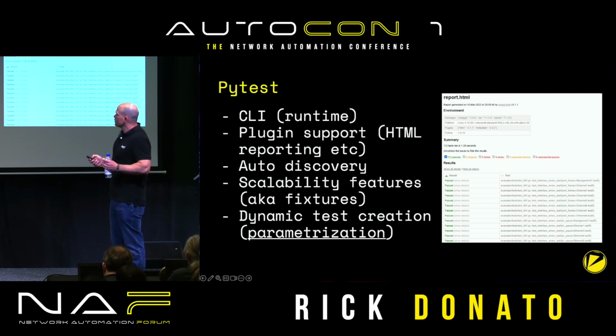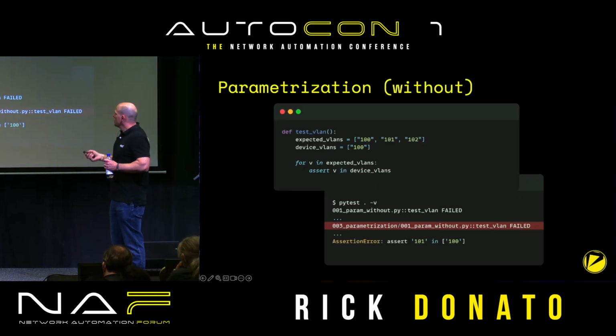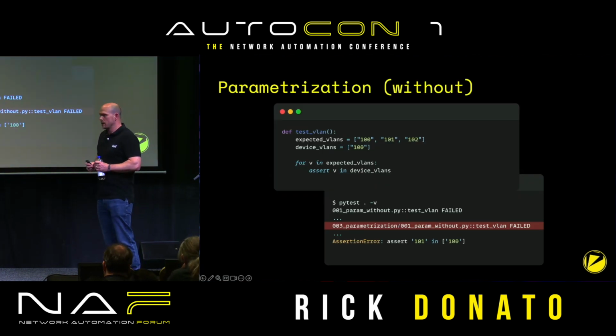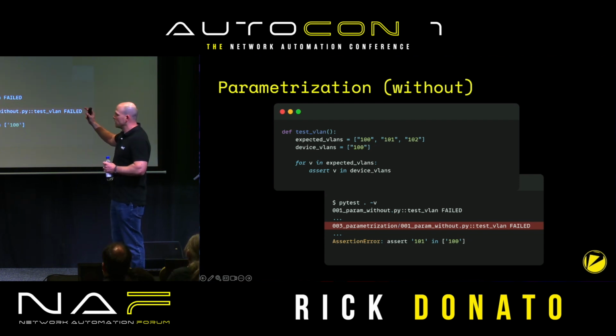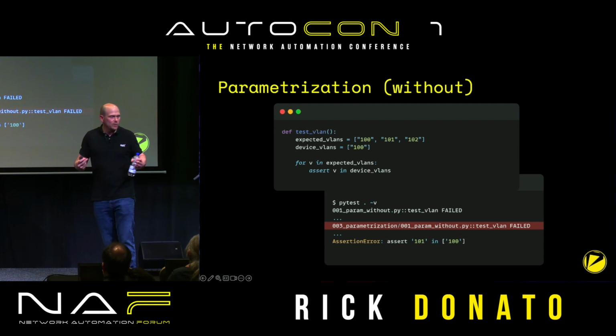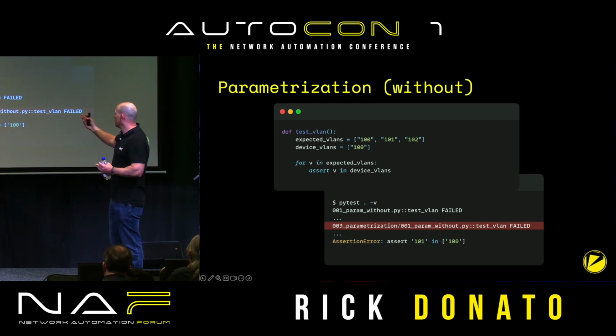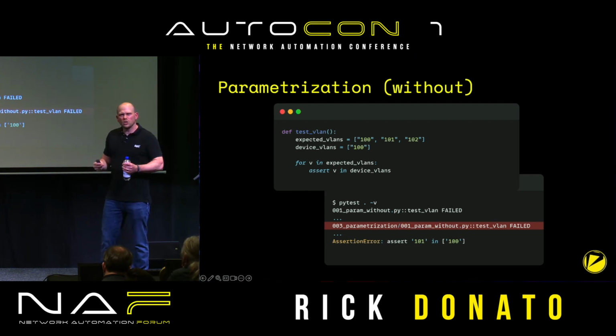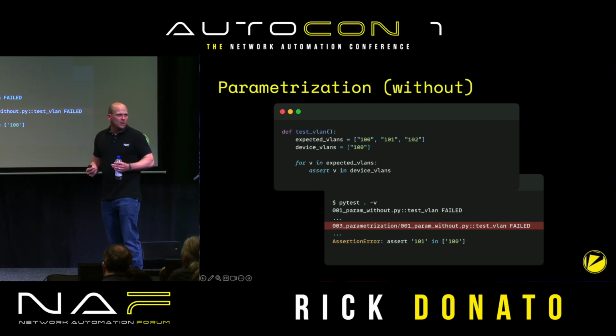So what is parameterization? If we were to build a test with Pytest without parameterization, it might look like this. We might have some values, and we want to go through the values and check if there's a value within there, do a loop or something like that. And what's going to happen in this case is it's going to get to the first value that it's not found, and it's going to fail. Well, this is great, but it's failed here on 101, because 101 is not in that expected VLANs list, but what about 102? Well, you could start to build out multiple tests for each VLAN, but that's going to be kind of goofy, right?